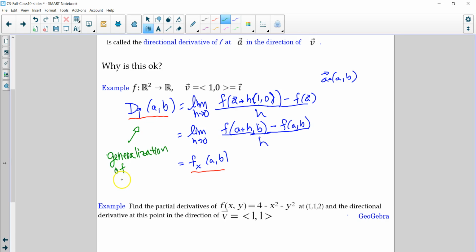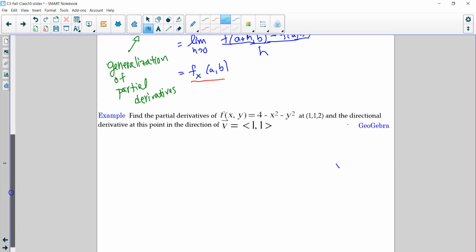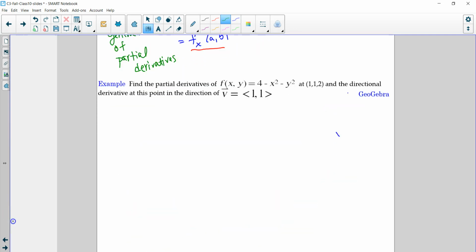Of partial derivatives. Okay, so that's kind of why we can do all this and talk about directional derivatives. Now, just as another quick example, let's see here. Here's my example. Okay, so we've seen this sort of surface before. Okay, and I give you a point and find the directional derivative in that direction.